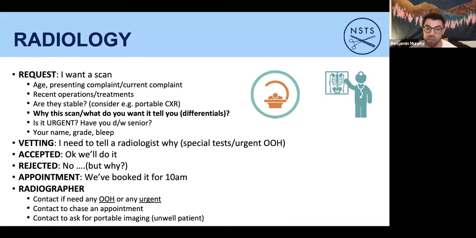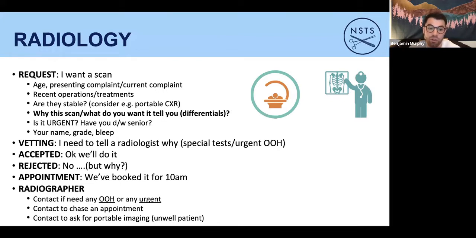And then the most important thing to put in is why this scan. So why is this scan going to tell you the answer? And if so, what do you want it to tell you? So what are your differentials? And is it urgent? Have you discussed it with one of your seniors? That's a common question as well. If they see a request from F1s just flying in for CT abdo-pelvises or CT hips to assess a fall on the ward, they'll want to know whether your regs know about it. And then there'll be sections for your name, grade, and bleep number.